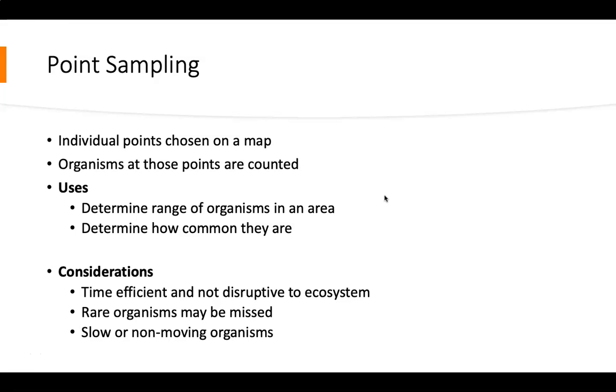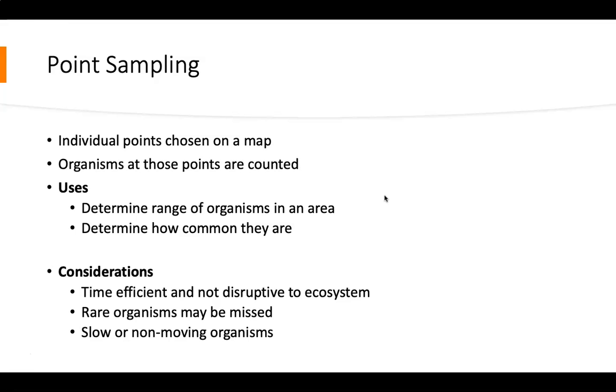So if we're looking at, say, an example like the Windermere farm, if we have 20 different points we're going to go to and take samples from, we can get an idea of the range of organisms found across the whole farm. And that can also help us make some calculations to determine how common those organisms are in that ecosystem. Now, the good thing about point sampling is it's really time efficient. It's an efficient way to do this sort of sampling and get a good estimation of the wildlife in that area. And it's not disruptive to the ecosystem either.